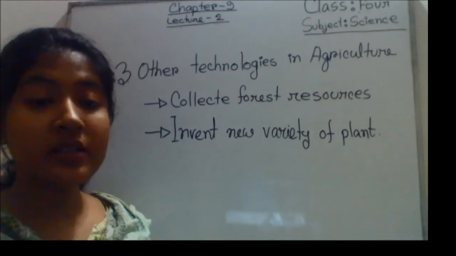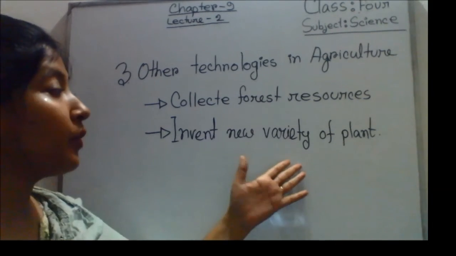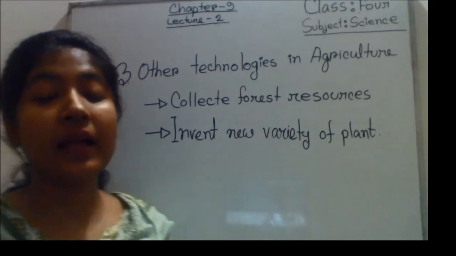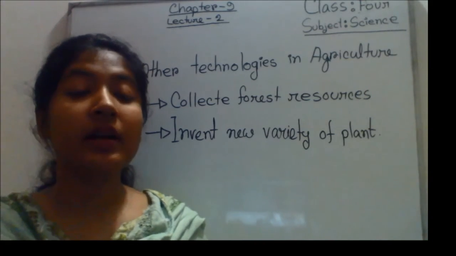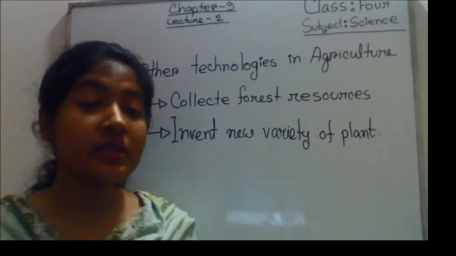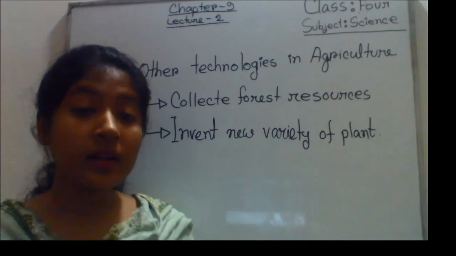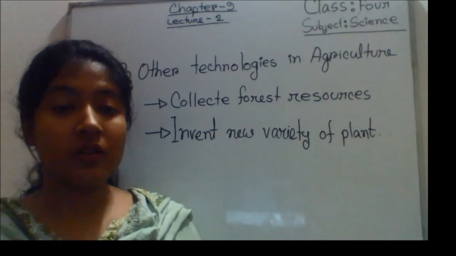Our second point is inventing new varieties of plants. With the help of new varieties of plants, we can decorate our home or our city very easily, or we can produce different types of foods with different qualities with the help of our technologies.